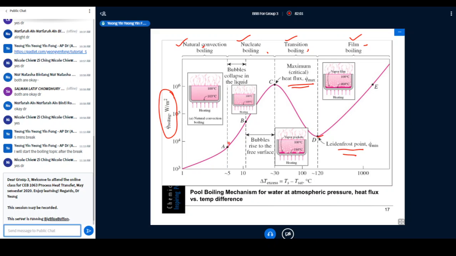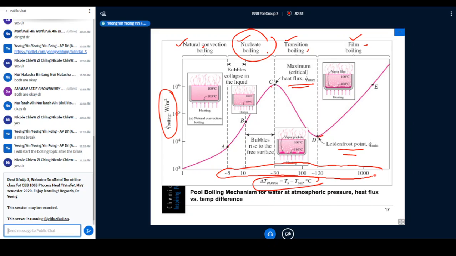Points A and C are still categorized under nucleate boiling. Transition is from maximum to minimum heat flux, and then slowly film boiling. Okay, so let us look at the x-axis. How I can categorize this range is based on the delta T excess. The real value over here doesn't matter. The important thing is this value.